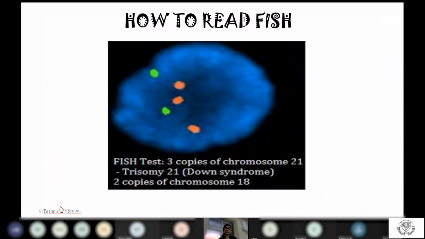Next is the most interesting part and the most important part, how to read FISH. Now we'll start with something very basic and the first one that was ever discovered in FISH. So it's your trisomy 21. Now this is your interphase nuclei because you can't see your metaphase chromosome or the X chromosome. You can see your three orange dots. So these are your trisomy 21, which is your Down syndrome. You can see 2 copies of chromosome 18. Now, this is done together because Down syndrome is most common, followed by the second most common, which is your Edwards syndrome.